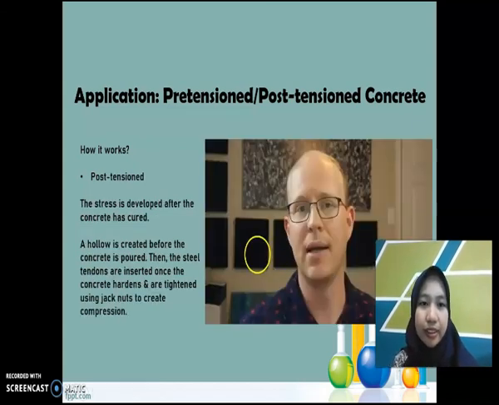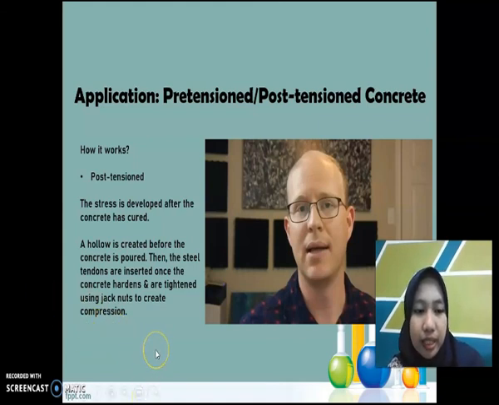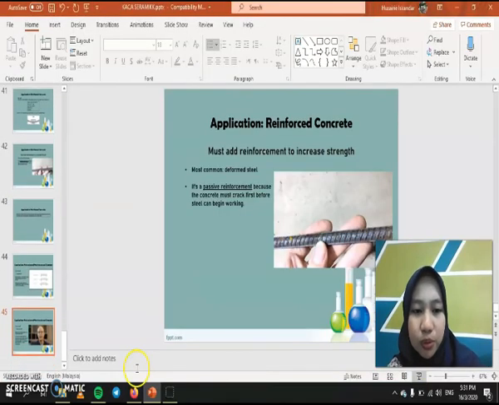Okay, post-tension. Post-tension is the same as pretension, but in pretension we put the rod in before we put the concrete. In post-tension we put the rods in after the concrete has hardened. Okay, let me show you the video.